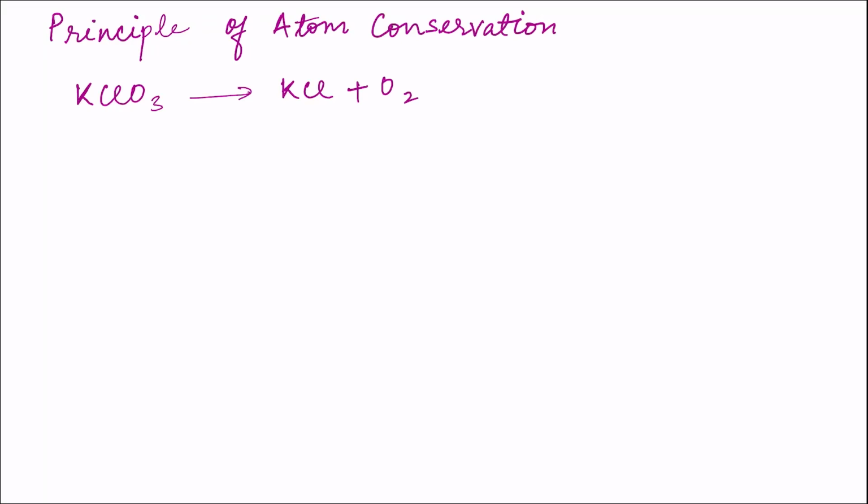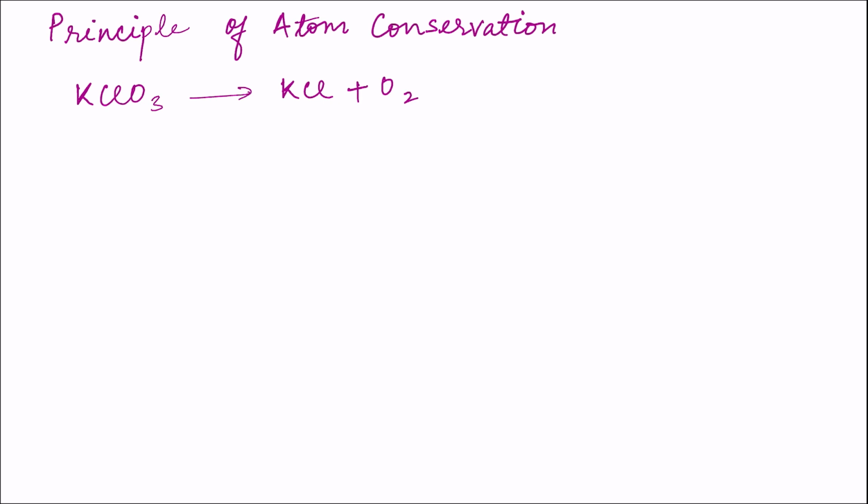Principle of atom conservation. Now what is the principle of atom conservation? It means the total number of atoms or moles of atoms on the reactant side is equal to the total number of atoms or moles of atoms on the product side. Consider the reaction KClO3 changing into KCl plus O2. Now applying the principle of atom conservation to oxygen atoms.